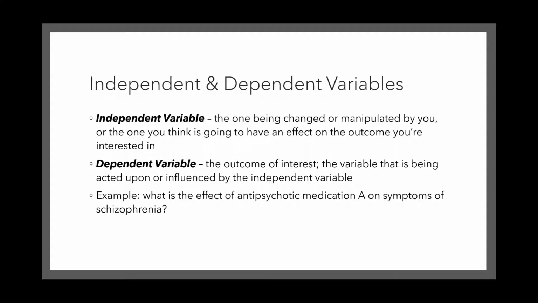But you as the researcher may or may not be actually controlling those levels or the presence and absence of it. Then your dependent variable is your outcome variable of interest, the variable that is being acted upon or influenced by your independent variable, whether that influence is being manipulated by you as the researcher or not. So for an example, take this research question. What is the effect of antipsychotic medication A on symptoms of schizophrenia? Is this a true experiment or not? And what is the independent variable and dependent variable in this case? So I'll just give you a minute to think about this and answer this yourself.